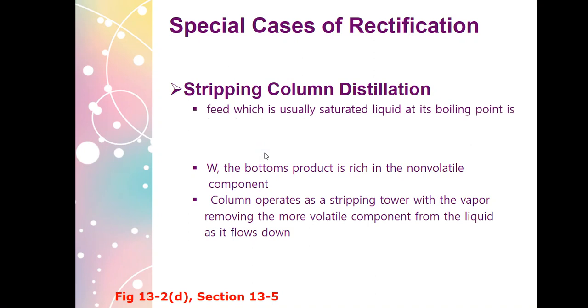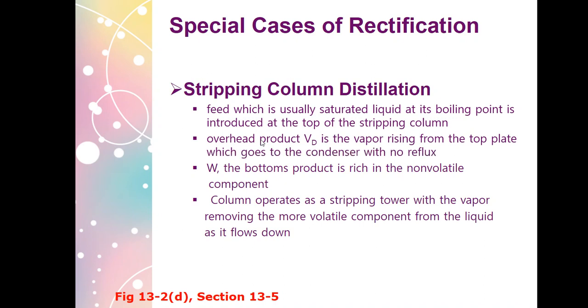Now, there are these what we call special cases of rectification, and one of these special cases is stripping column distillation. It's just like your column simply functioning as a stripping column. It doesn't have any enriching section. So in here, feed is usually saturated liquid. So the other scenarios for the feed are already out of the picture here, because your feed is usually in this case saturated liquid at its boiling point, and it's introduced at the top portion of the stripping section of your column without the enriching section.